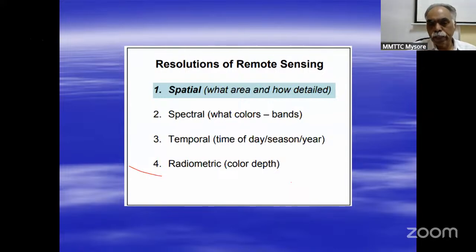So the spatial resolution, the spectral is the bands, what are the color bands, and the temporal, whether it is during daytime or which part of the year, rainy season or dry season. That is related to the time when the satellites go in different seasons. So if you want to get information of a particular time, we have to get it as temporal information, and the radiometric is the color depth. So what is the depth of the color? You will get the information related to the reflected objects in various depth of color.